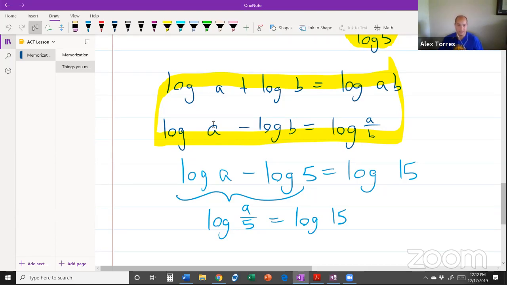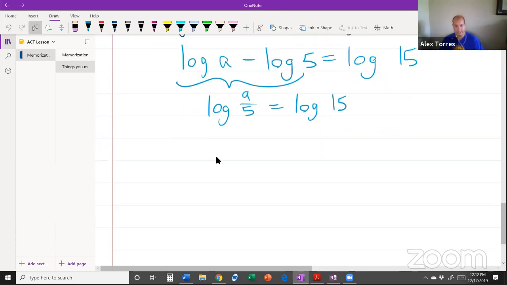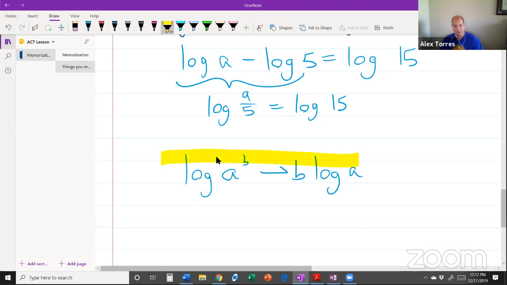So when it comes to logs, there's only one more rule that I would really emphasize, which is the idea that if I have a log of a and it's to the b power, we have to know that that could be turned into the log of a, but the b comes out front. That's called the power rule in logs. So, you know, just countless bricks that make up the house of what you would need to know in order to do well on the ACT.